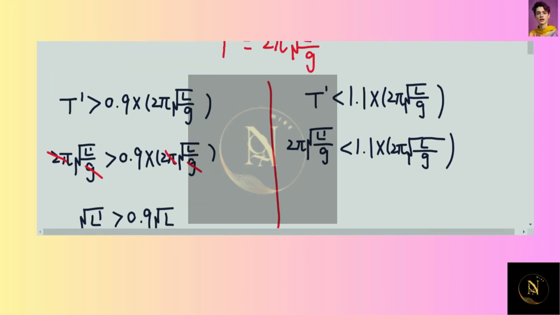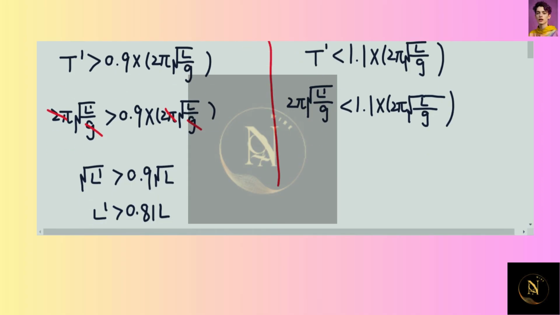And let's take a look at the right side here. T prime is less than 1.1 times 2 pi times the square root of L over g. Which means that 2 pi times the square root of L prime over g is less than 1.1 times 2 pi times the square root of L over g. So 2 pi can be cancelled out, and g and g can be cancelled out. So we'll have the square root of L prime is less than 1.1 times the square root of L. So therefore, L prime is less than 1.21 L.